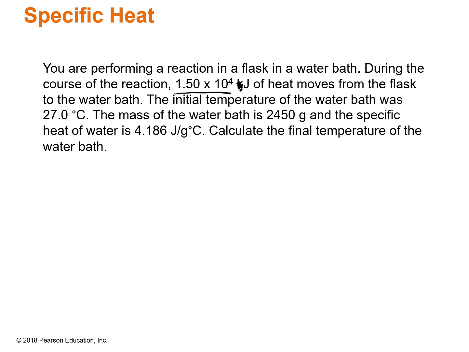The initial temperature of the water bath was 27 degrees Celsius. The mass of the water bath is 2,450 grams, and the specific heat of water is 4.186 joules per gram degree Celsius. Calculate the final temperature of the water bath. Kind of a lot to do, right? It seems like it.